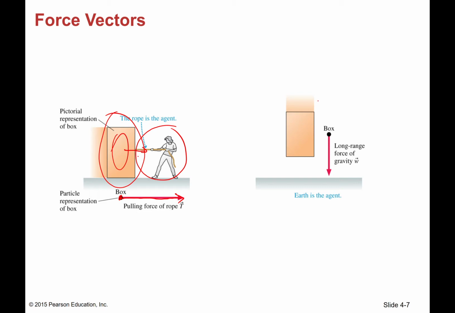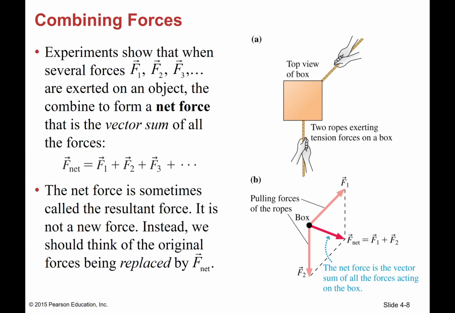Here we have a box that is falling. The agent, of course, is the earth that is pulling. It has a gravitational pull. So the force attached to gravity here, the force that we draw, is a force acting on this object, and it has a length here. So that's how we draw forces.